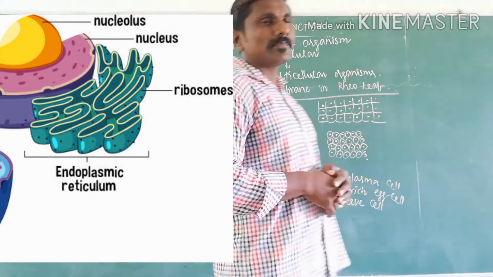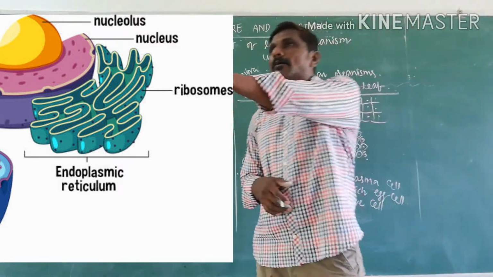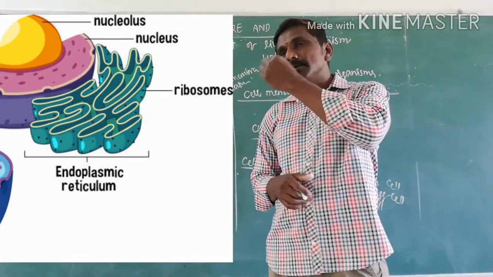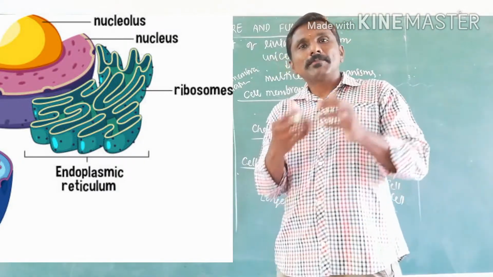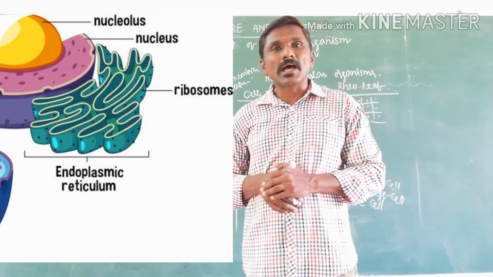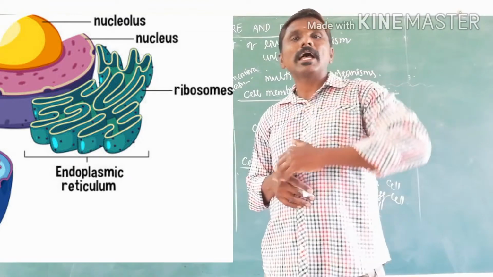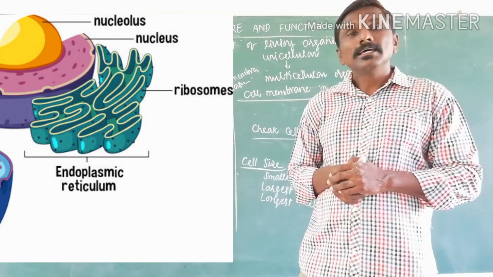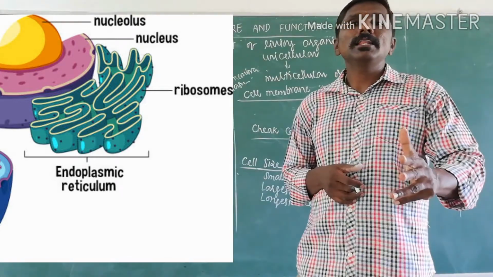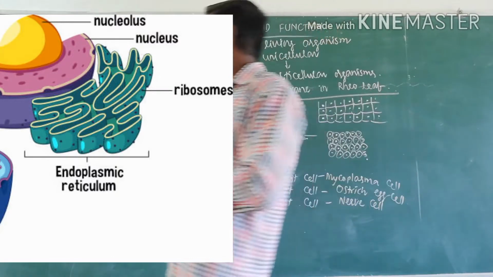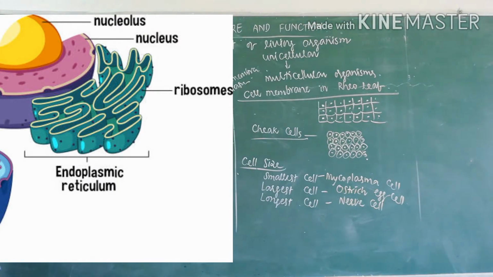The endoplasmic reticulum is a multi-layered membrane which starts from the plasma membrane and extends throughout to the nucleus. So it is a transport channel between the plasma membrane and the nucleus. It is a multi-layered transport channel arising from the plasma membrane. When you observe the endoplasmic reticulum, it will look like this.